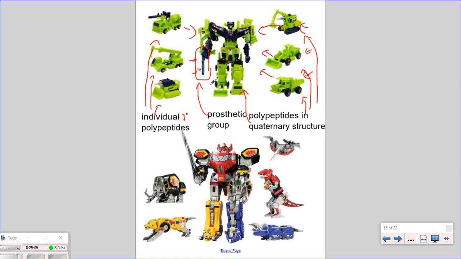It's his accessory. If you're not familiar with Transformers, maybe you're familiar with Mighty Morphin Power Rangers. Same thing here. Each of these Zords would be the individual peptides, and those Zords come together to form a bigger structure, the Megazord, which is that quaternary structure. And then Megazord has his sword and elephant head shield, or I guess mammoth shield, which would be like the prosthetic groups. Those are the accessories that help him do his job.